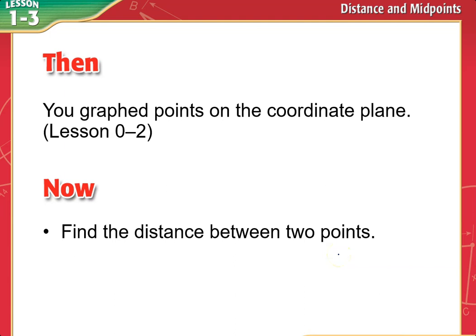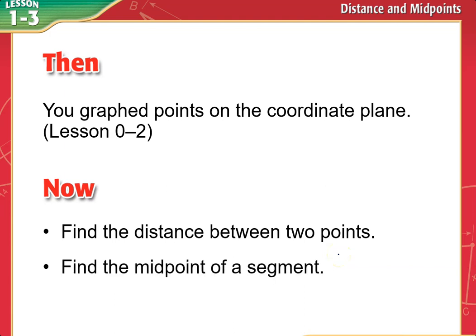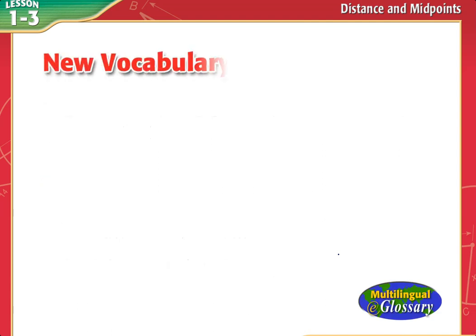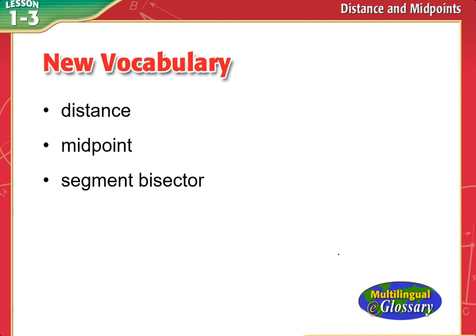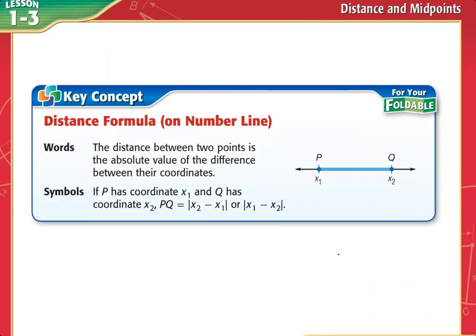So in section 1.3, find the distance between 2 points and also find the midpoint of a segment. New vocabulary is going to be distance, midpoint, segment bisector. So distance form on a number line is pretty simple. It's just going to be the absolute value of the difference of the two values of x.